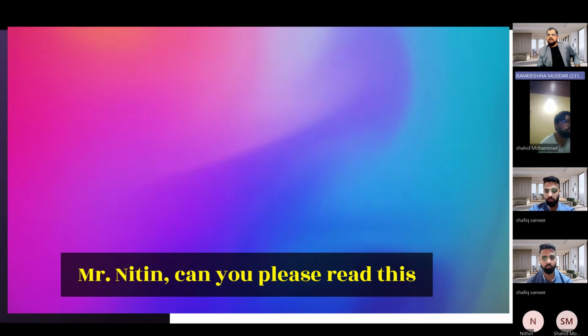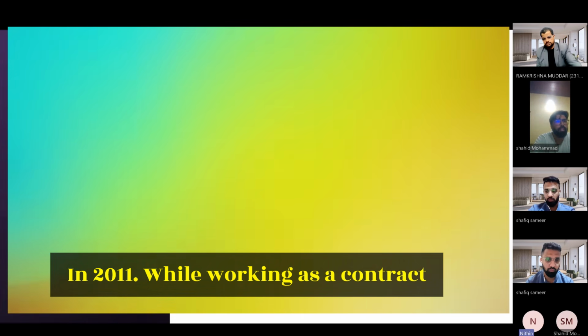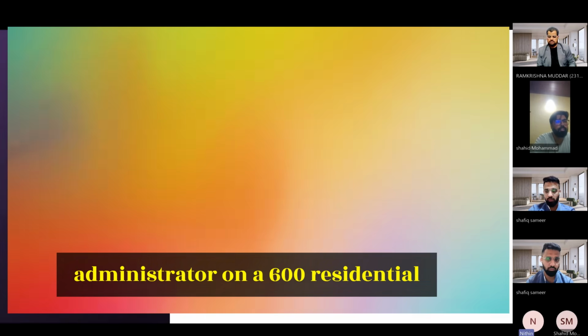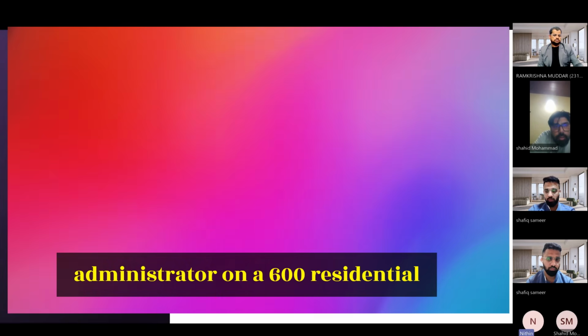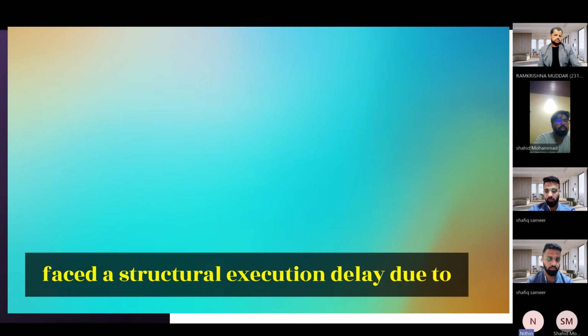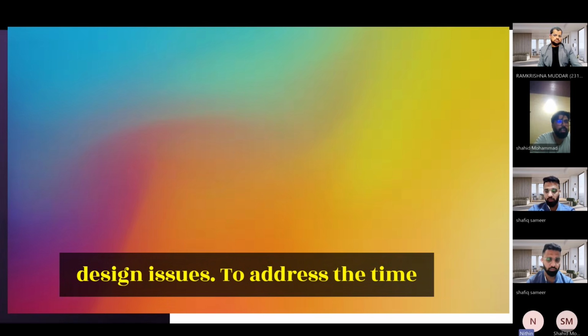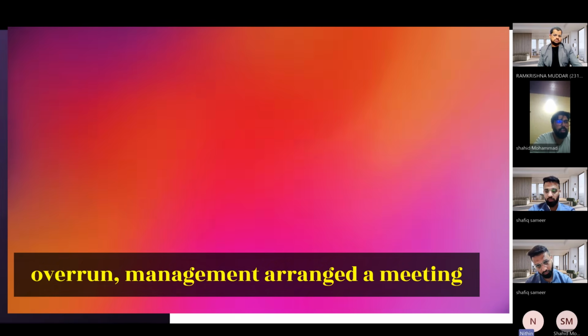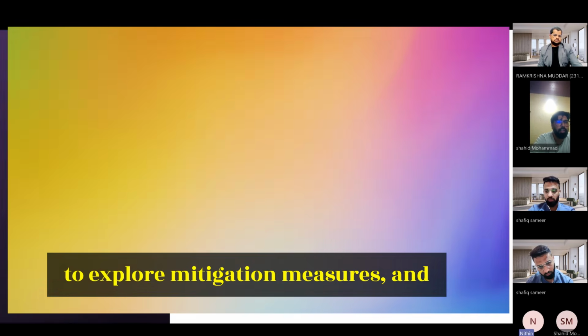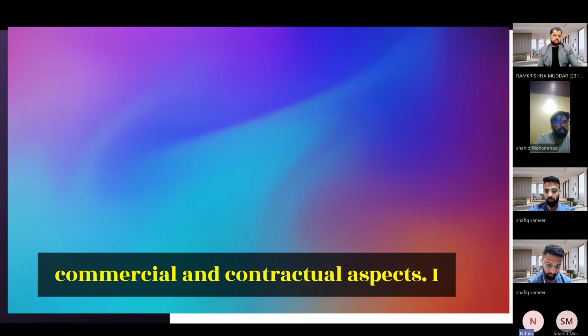Mr. Nitin, can you please read this example? Yeah, sure. In 2011, while working as a contract administrator on a 600 residential villa project in Dubai, UAE, we faced a structural execution delay due to design issues. To address the time overrun, management arranged a meeting to explore mitigation measures, and I was invited to provide input on commercial and contractual aspects.